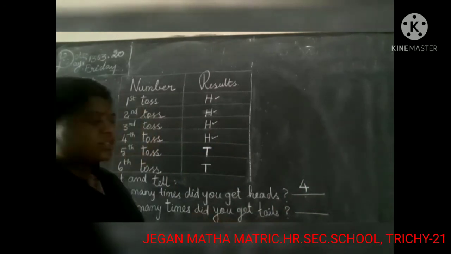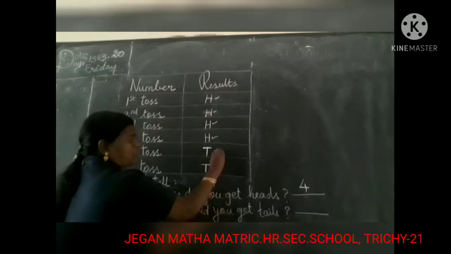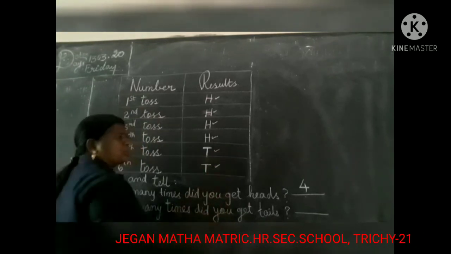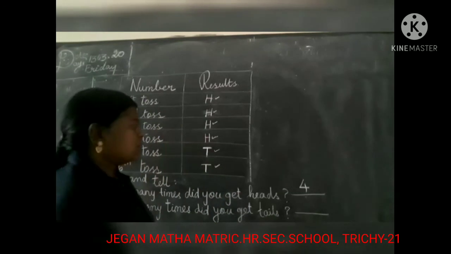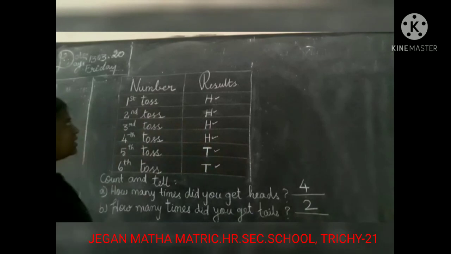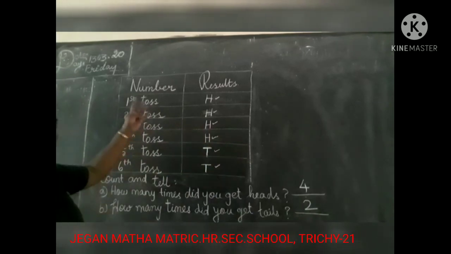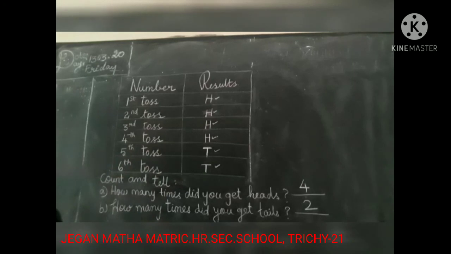Then tails. How many times did you get tails? Shall we count it? 1, 2. So 2 times. I write here 2. That's all. This is how we keep records.